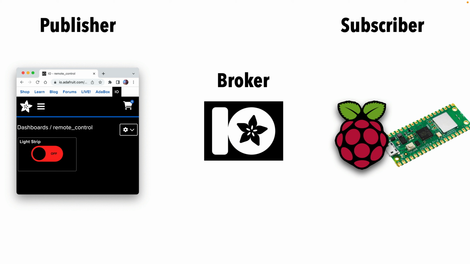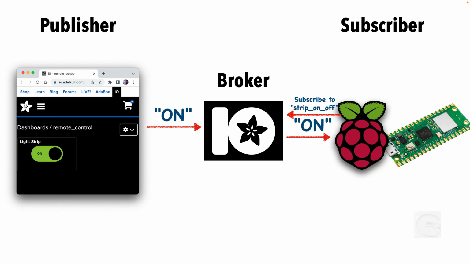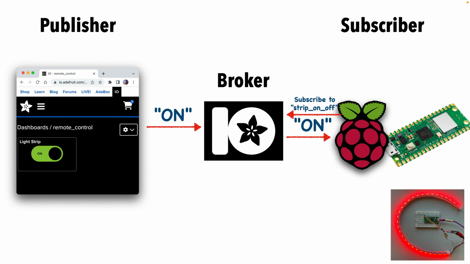The broker's job is to receive incoming published messages and forward the appropriate message to the subscriber that subscribed to them. So again, we create a dashboard that acts like a publisher and that will send on-off messages. There's going to be a middleman broker, that's going to be Adafruit IO, which will receive all incoming messages and will look to see who subscribed to each message. In our case, that's going to be the code running on our Pico W, and the broker will forward that message. The Python code that we write will recognize this message. In our case, it will be the on or off message, and if our code receives on, it will turn our light strip on. If it receives off, it will turn the lights off.